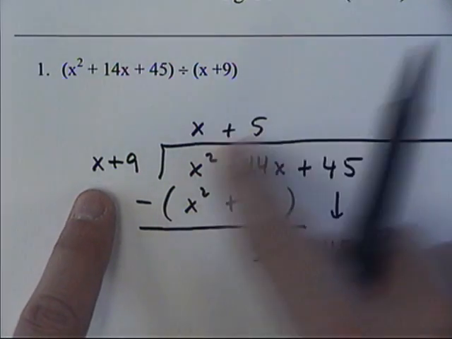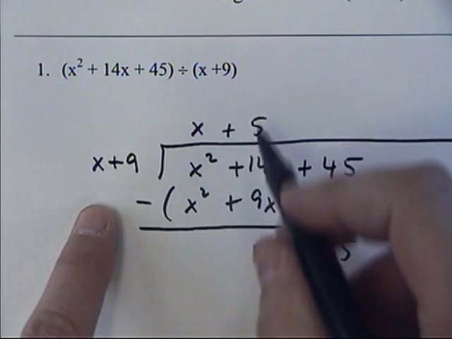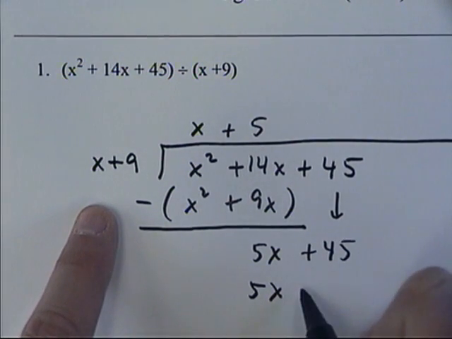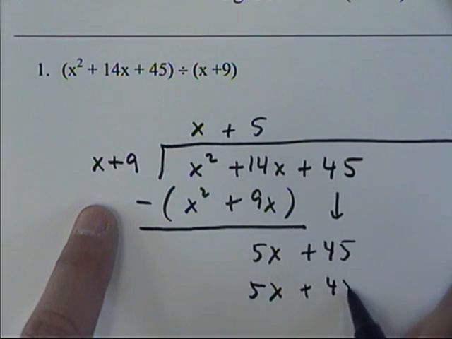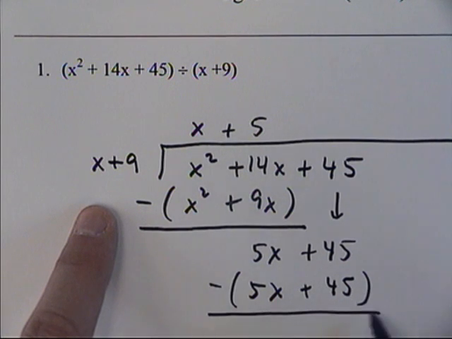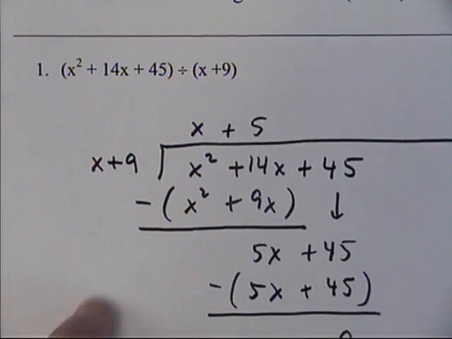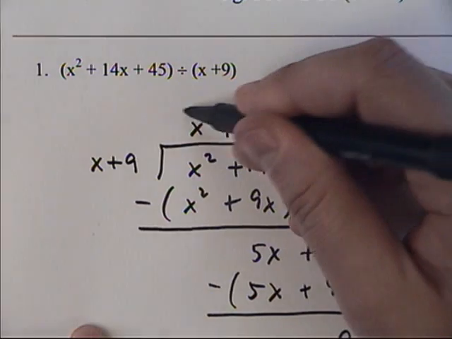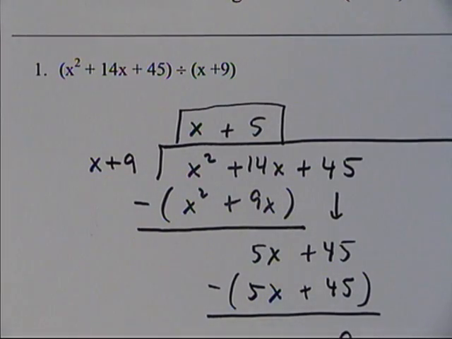So we take our 5, we multiply it by our divisor. 5 times x is 5x. 5 times 9 is 45. And conveniently with this simple example, when you subtract, everything subtracts to 0. And our answer is simply x plus 5.